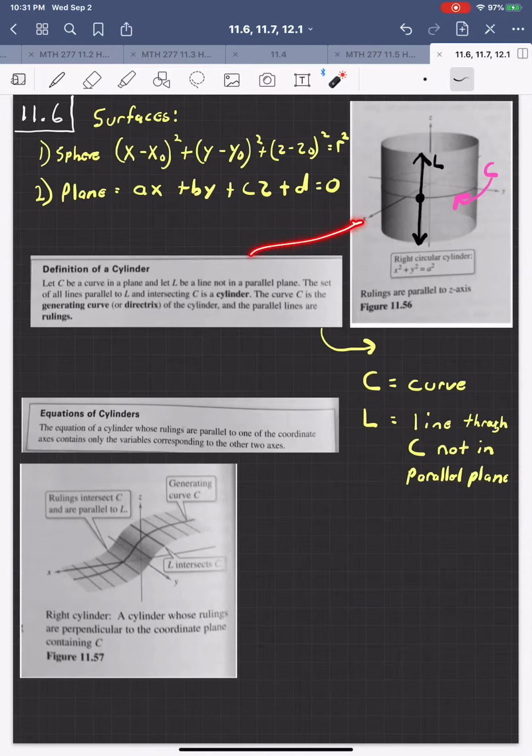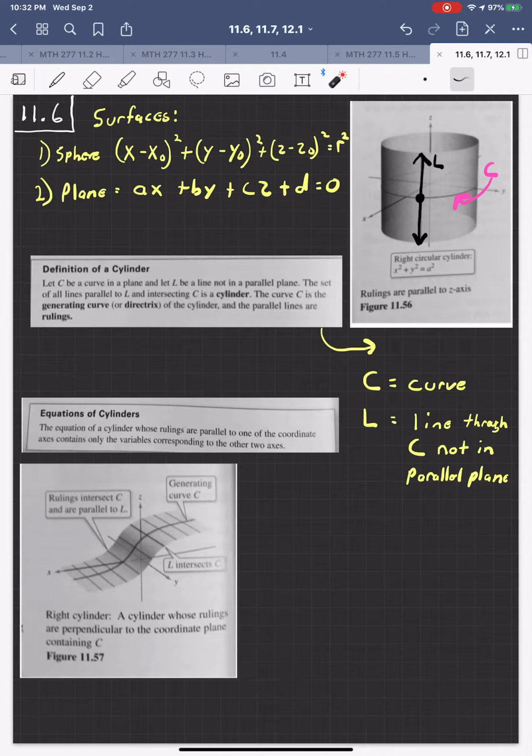So follow me to this picture right here. Starting with just a basic right circular cylinder, what we have here is some circle, say in an XY plane, and if you were to move that circle normal to the XY plane, right? So if you were to move it up and down the Z-axis, you could build a cylinder from that, right? You could build a Coke can from that.